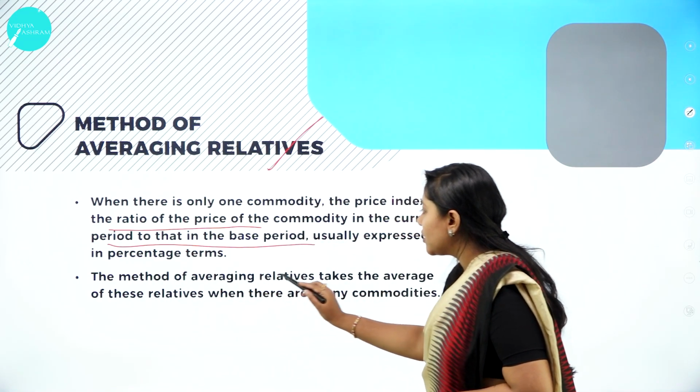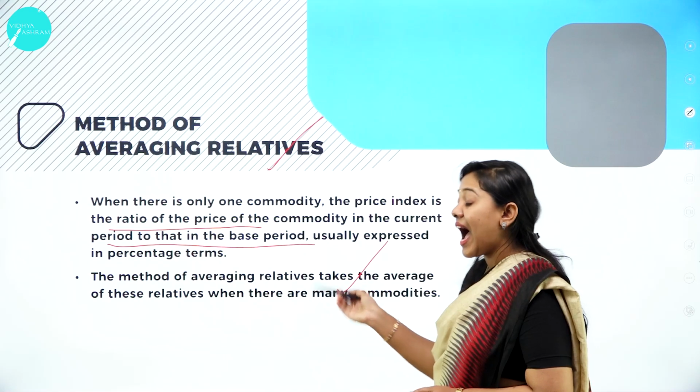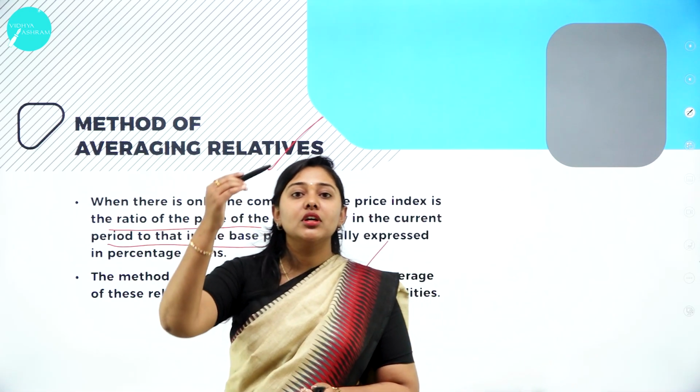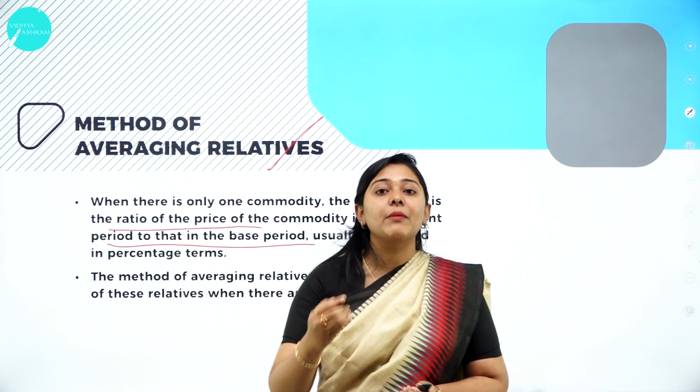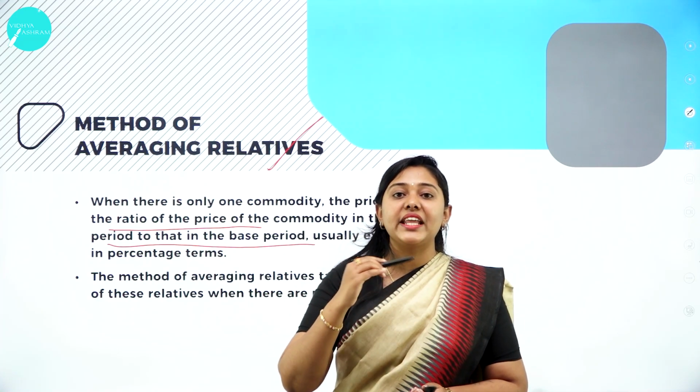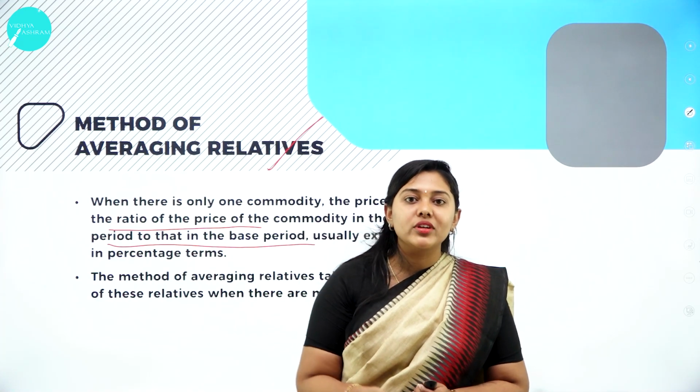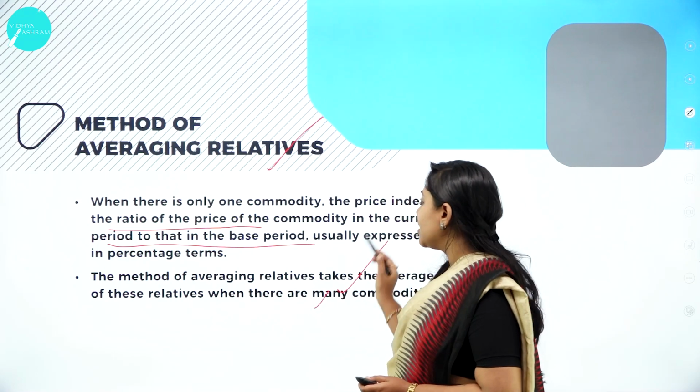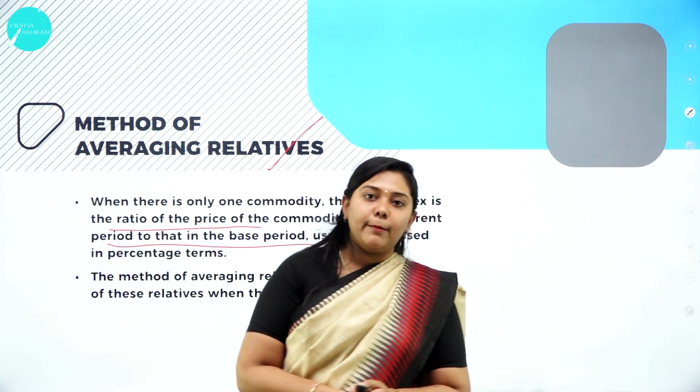Here the method of average relatives takes the average of those relatives. The average means the summation, the total of that will be taken. The average of the total number will be taken because there will be many commodities.